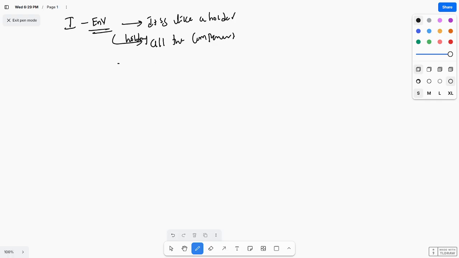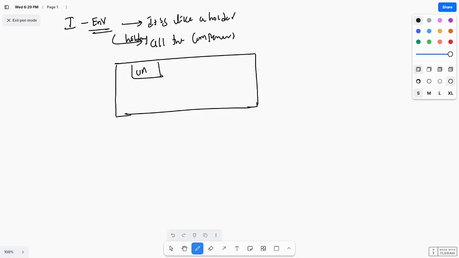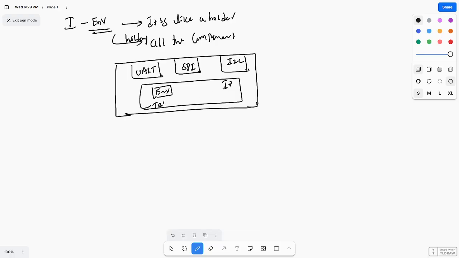Suppose you consider any system on chip, SOC. If you consider an SOC, what does it consist of? UART, SPI (serial peripheral interface), and I2C IPs. These all are nothing but IPs, intellectual properties. So the environment will hold all of these, as a test. It will make the IPs and make a test. So this is the environment.